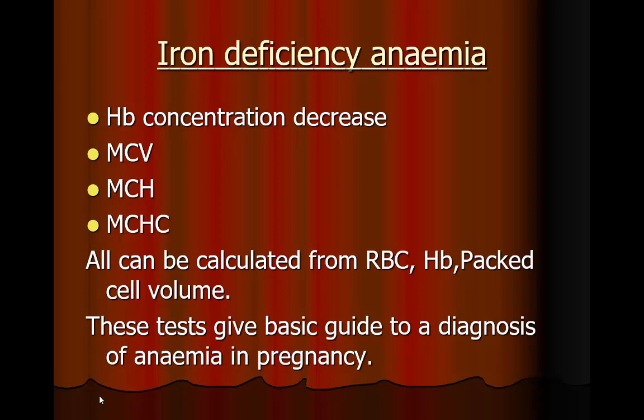Hemoglobin level with iron deficiency anemia will be decreased. In addition, the MCV, the MCH, the MCHC, and the hematocrit will be decreased. All can be calculated from the RBCs, hemoglobin, and packed cell volume, and these tests give a basic guide to the diagnosis of anemia in pregnancy.